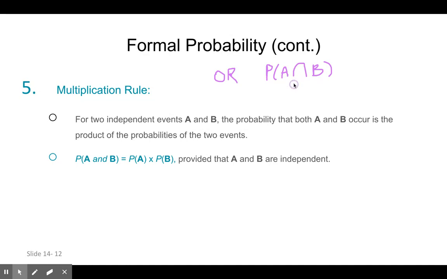So the intersection of these. Oh, I'm sorry, this is wrong. It should be union. All right. So or means union, right? You're just adding them together. That's the addition rule. Now we're talking about and. So when you do and, now you're using the intersection symbol, the upside down U, where this is where things are happening at the same time, right? So when are A and B happening together? A and B. So we're going to multiply those probabilities, okay? Multiplying.